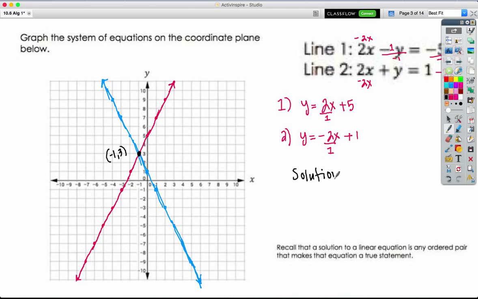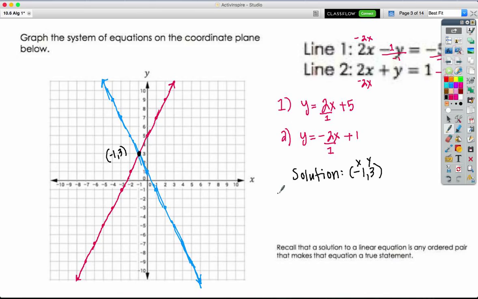is negative 1, 3. Now what that means is that I should be able to substitute in that x value and that y value into both equations and it will make both of them true. So I can use substitution to check and see if I am correct. I'm going to substitute these x and y values into the equations. I could use the slope-intercept form. I could use the original one. It doesn't matter as long as they're both equivalent.